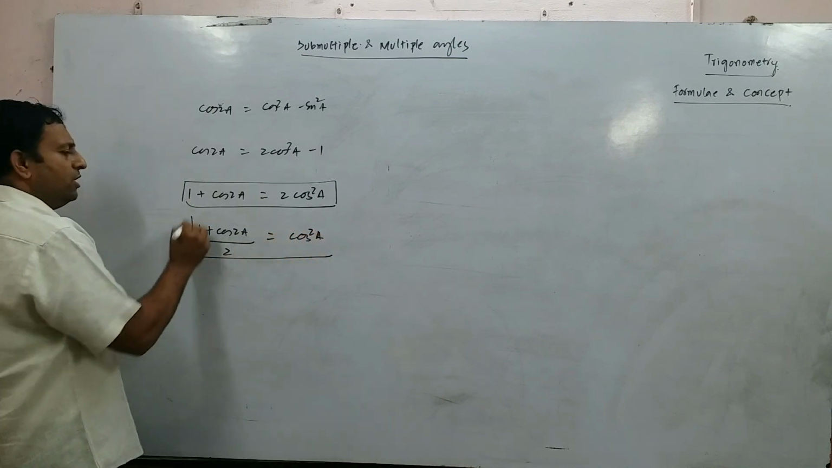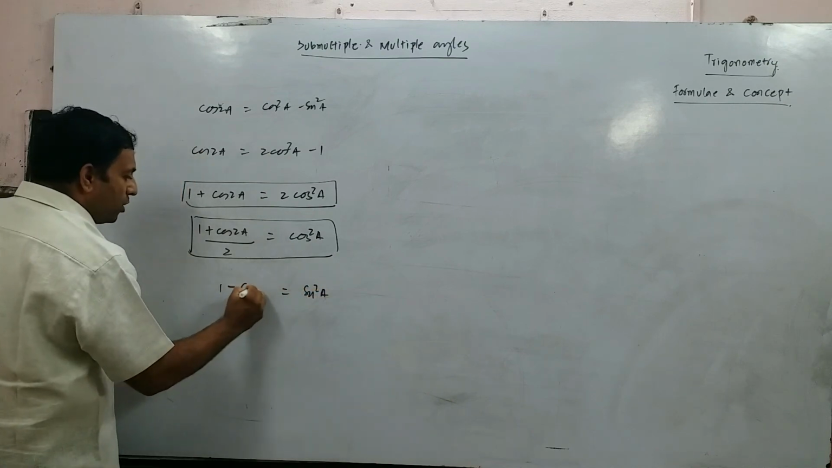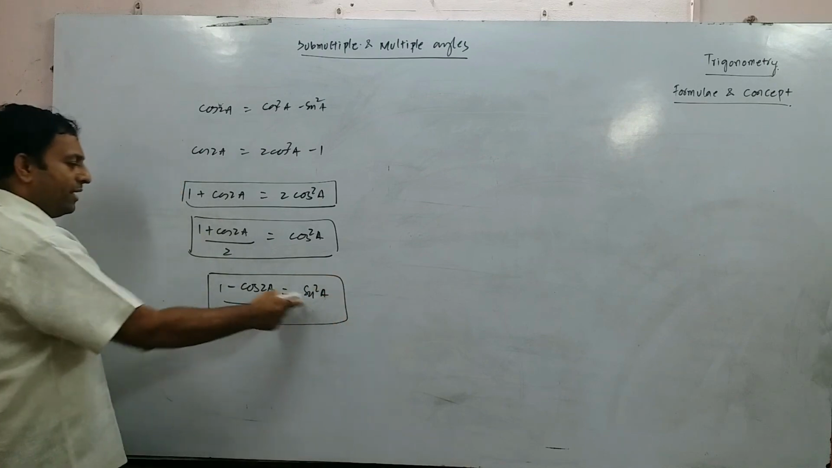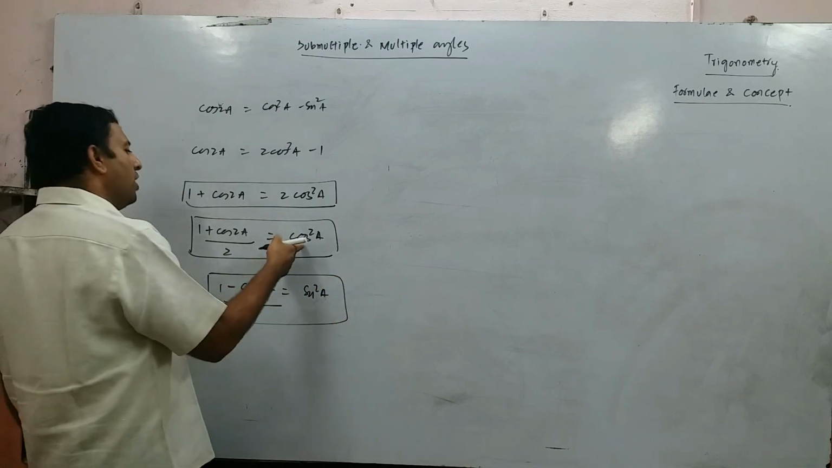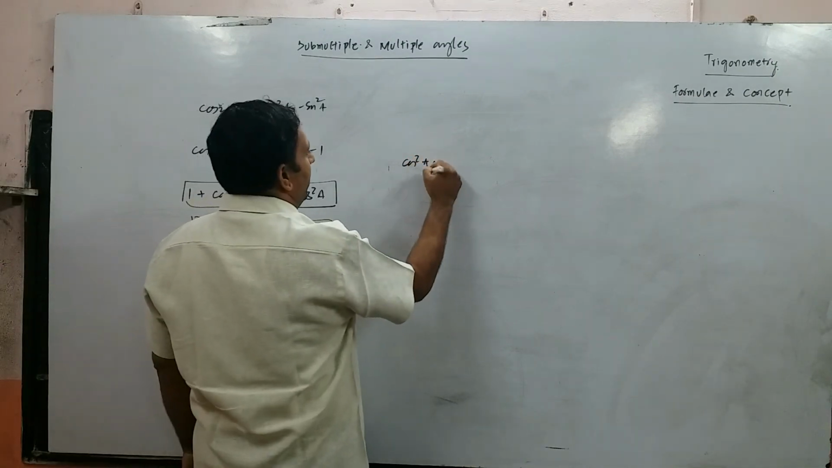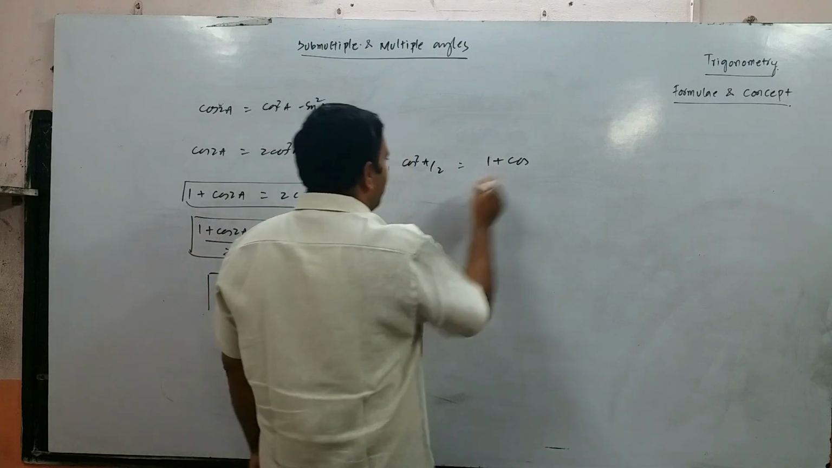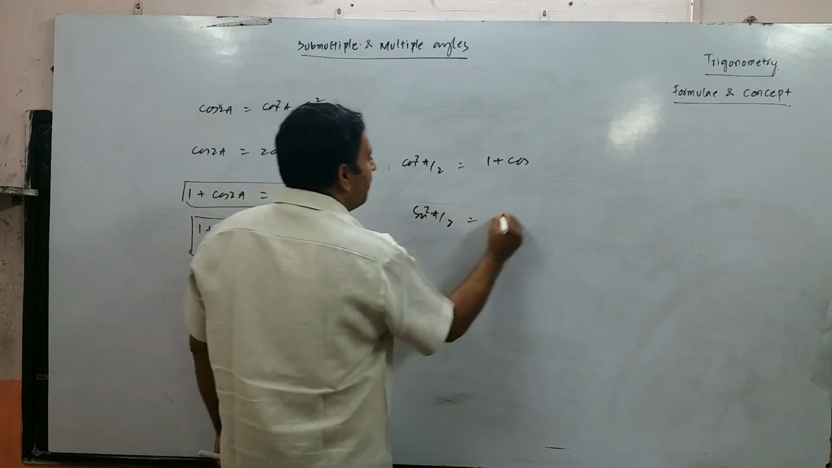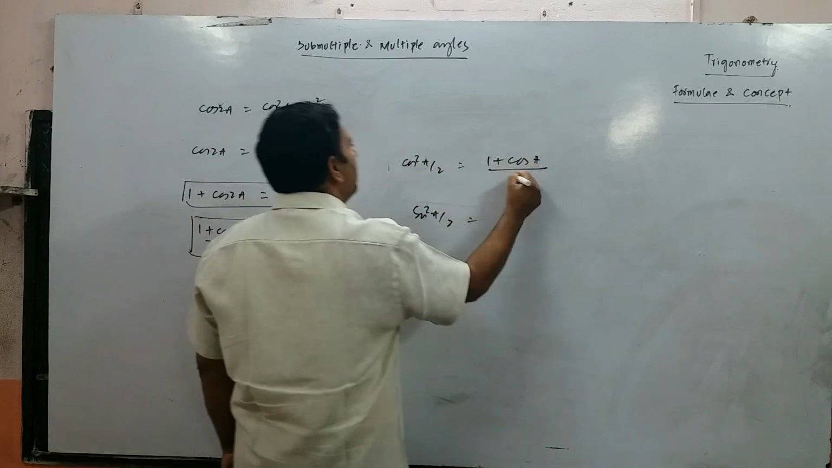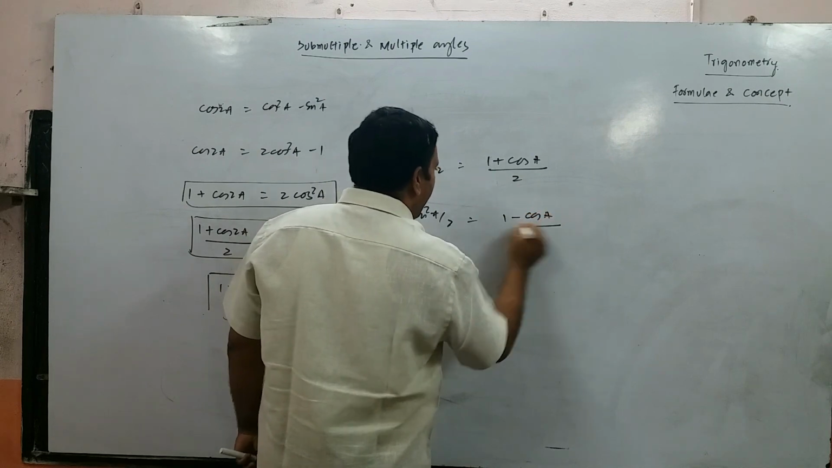In a similar fashion, you can deduce that sin square A will be 1 minus cos of double the angle by 2. How do you read this? Sin square is equal to 1 minus cos double the angle by 2. Cos square is equal to 1 plus cos double the angle by 2. If I say cos square A by 2, this can be written as 1 plus cos. Whenever it is cos square, you have plus. Whenever it is sin square, you have minus. So cos square A by 2 is 1 plus cos of double the angle. Double the angle means A. So 1 minus cos A by 2.